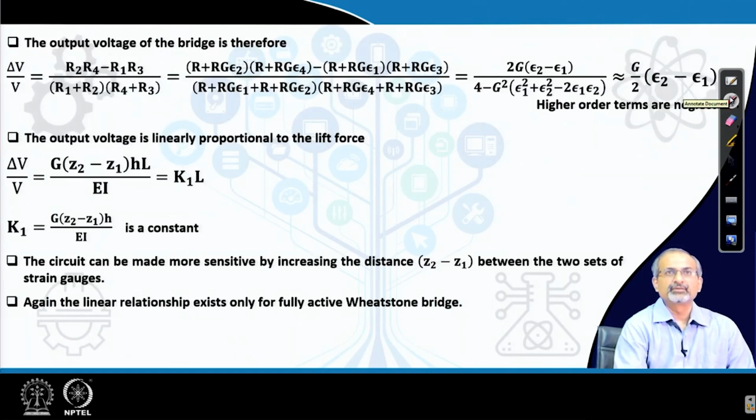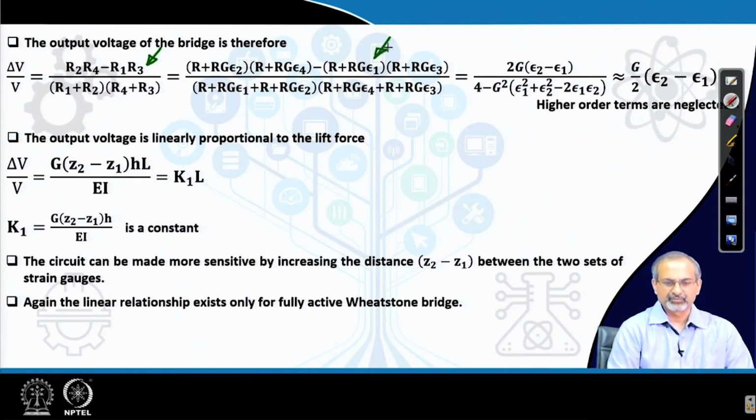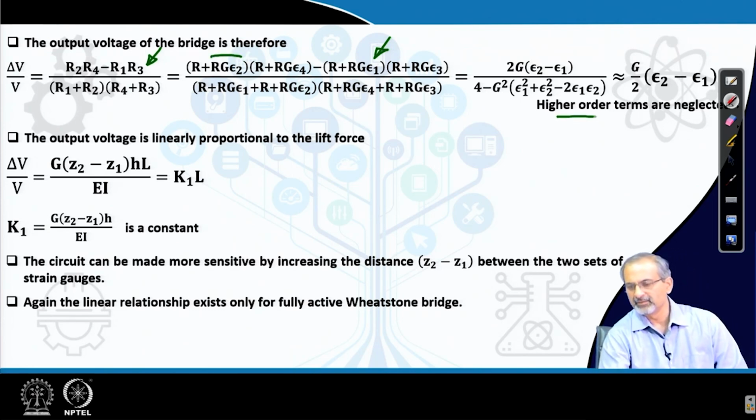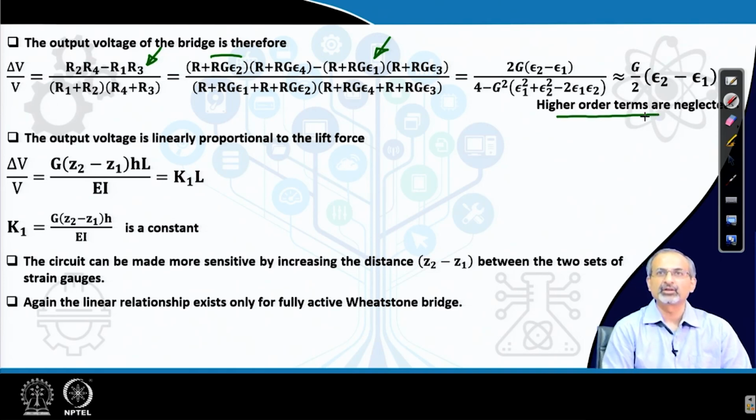Now, a little bit of substitution. The output voltage of the bridge, the standard formula is known to us. We now have to substitute each one of those resistances in terms of the strain effect, and then do some simplifications based on neglecting higher order terms etcetera, which we already talked about, and this is the approximate expression at the end that we get.